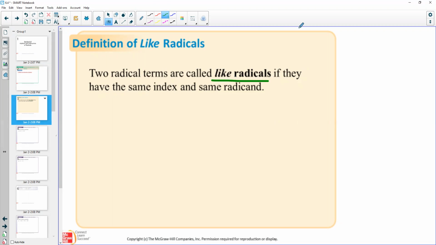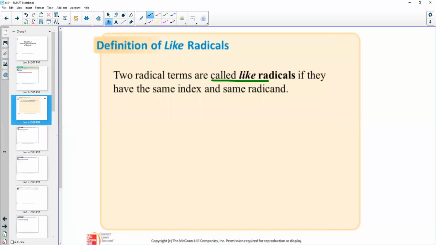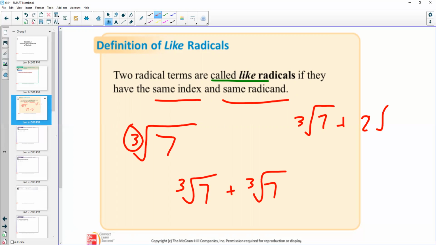When radicals are like, they have the same index and the same radicand. What that means is the same n here, and the same thing under the radical. So I could add the cube root of 7 plus the cube root of 7. But I can't add the cube root of 7 plus the square root of 7.